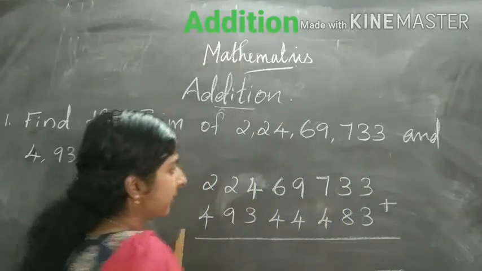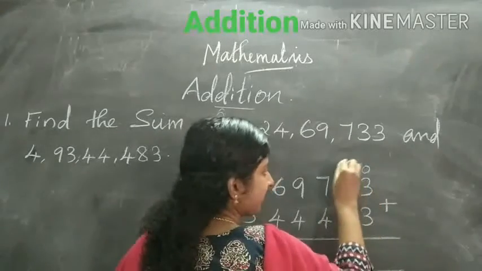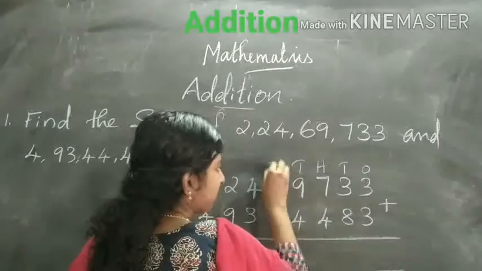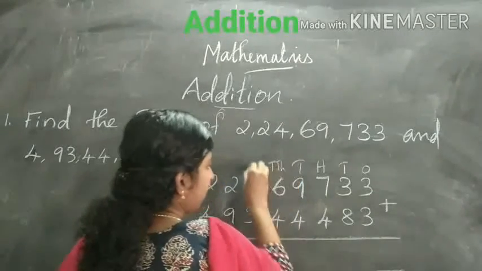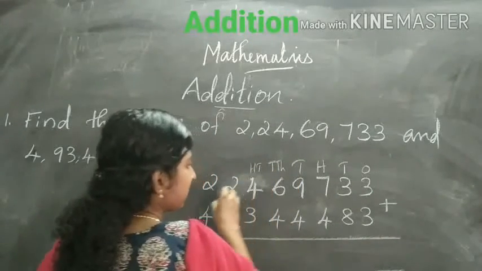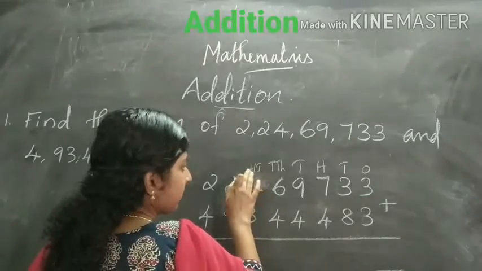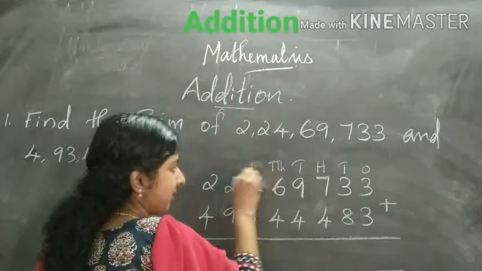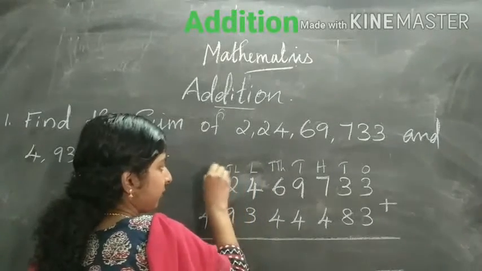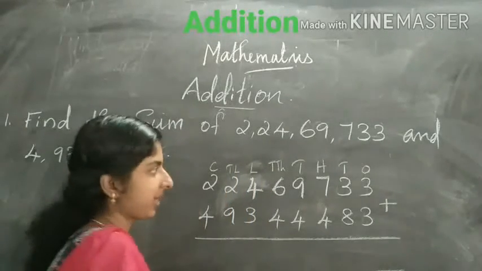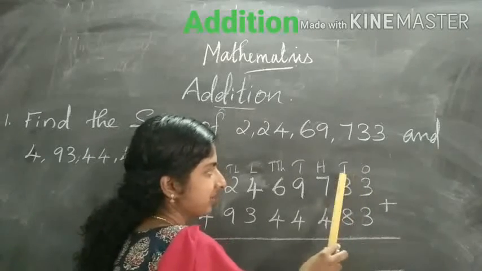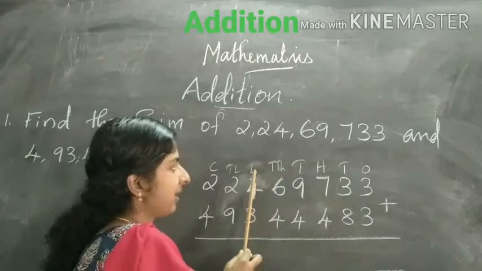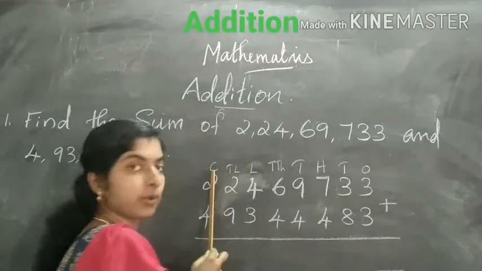Okay, see the places: ones, tens, hundreds, thousands, 10,000s, 100,000s. After 10,000s, lakh, 10 lakh, crore. Once again, ones, tens, hundreds, thousands, 10,000s, lakhs, 10 lakhs, crore.